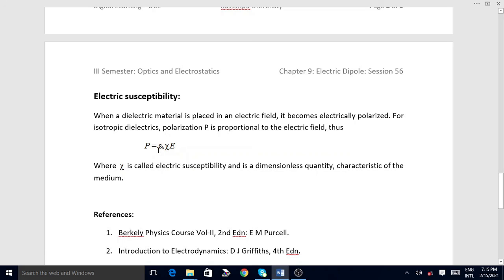Then P is equal to epsilon naught chi into E, where chi is called electric susceptibility. The proportionality constant chi is called electric susceptibility. It's a dimensionless quantity, and it represents the characteristic of the medium. If susceptibility is more, then the medium is highly polarizable. If susceptibility is low, the medium is not a good dielectric. Susceptibility means how easily we can polarize the material. If susceptibility is more, you can easily polarize. For a given field, polarization will be more.